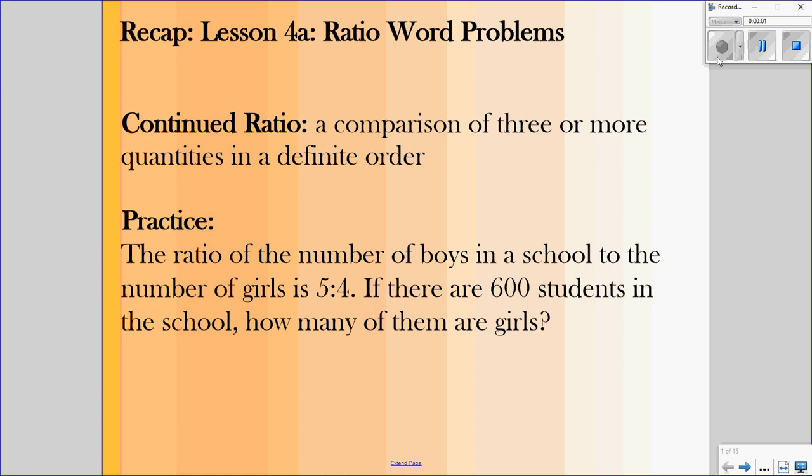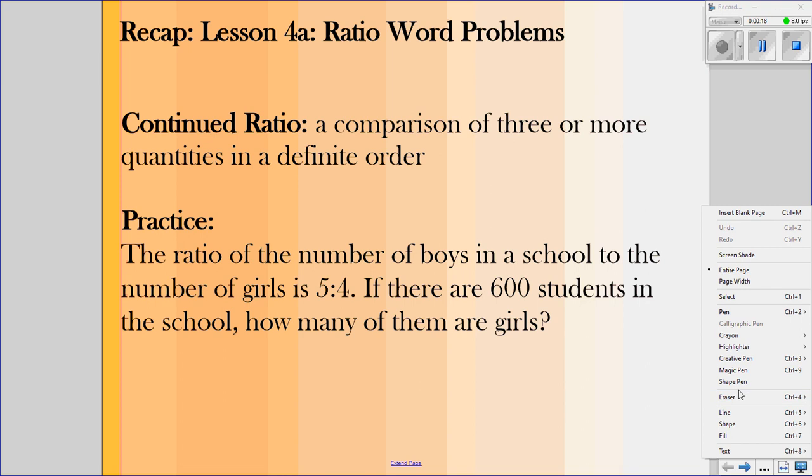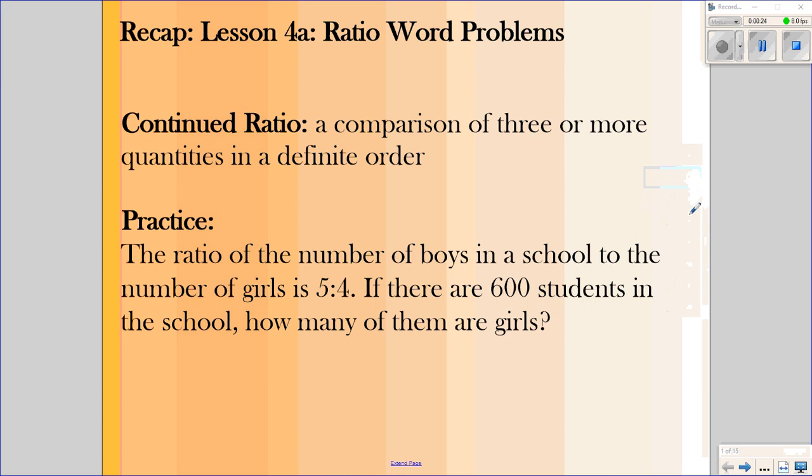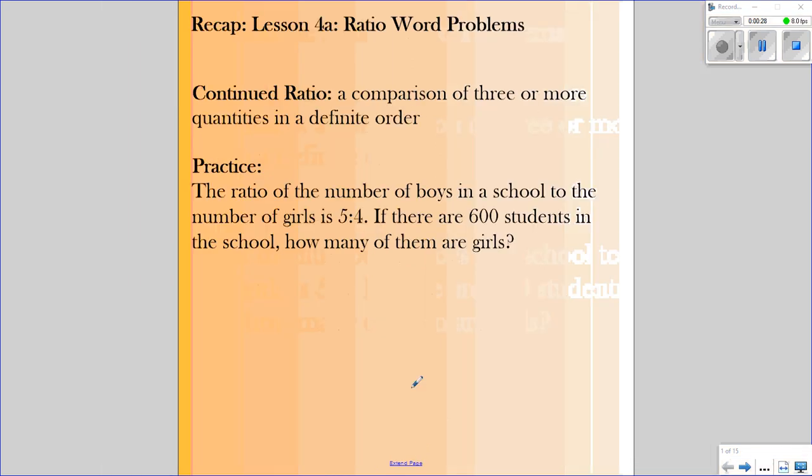Hi. Before we move on to our new lesson, we're going to do a recap of Lesson 4A, which was ratio word problems. You learned about continued ratios, which is a comparison of three or more quantities in a definite order. So as practice, based on that, we have a ratio of the number of boys in a school to the number of girls is 5 to 4. There are 600 students in the school. How many of them are girls?